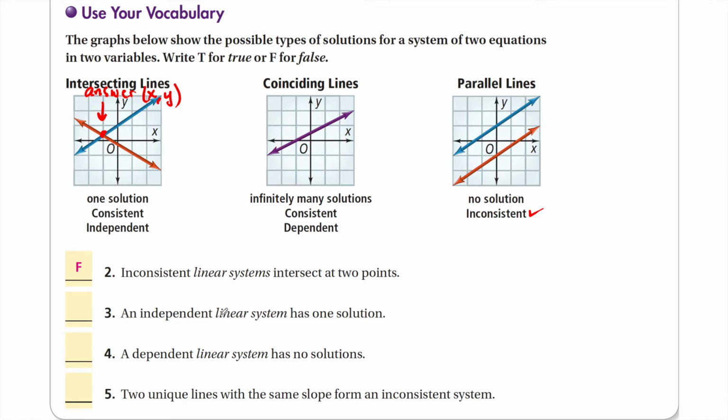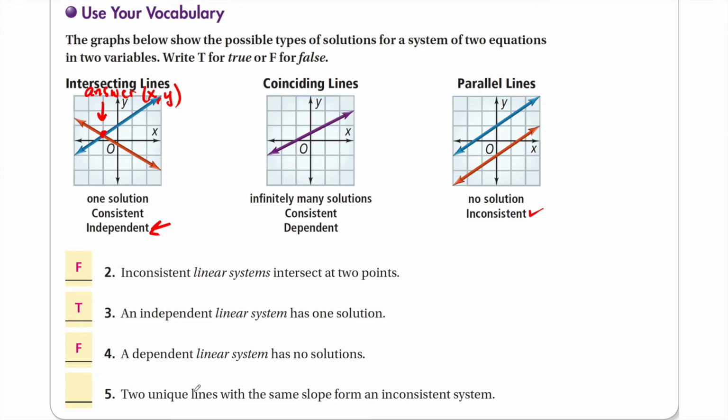An independent linear system has one solution. Well, this is in fact independent, and we do in fact have one solution. Therefore, that's true. A dependent linear system has no solutions. Well, that's actually the opposite, right? Dependent has infinitely many solutions. It's just every solution is correct. Therefore, this is going to be false.